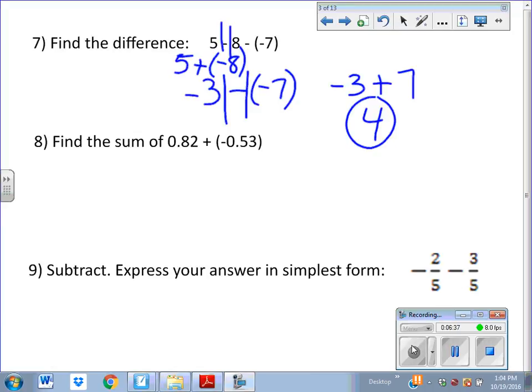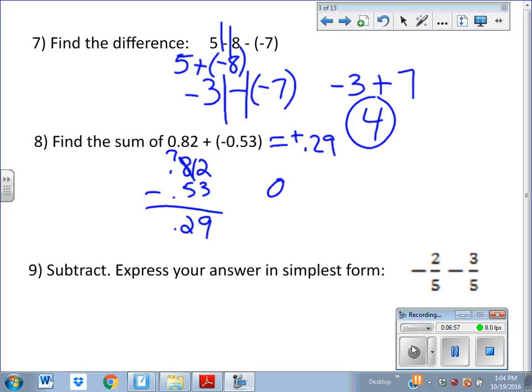Don't mix up your addition subtraction rules and your multiplication division rules. So I know my answer is going to be positive, and then I subtract the bigger one minus the smaller one. Borrow from the 8, 7, we get 12, that's 9, that's 2, I get a decimal, and my answer is positive 0.29.